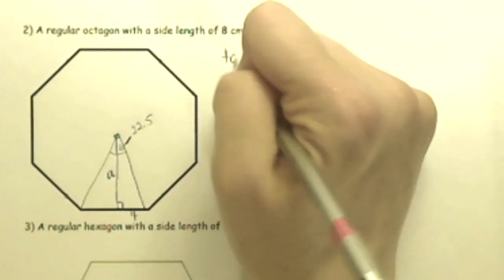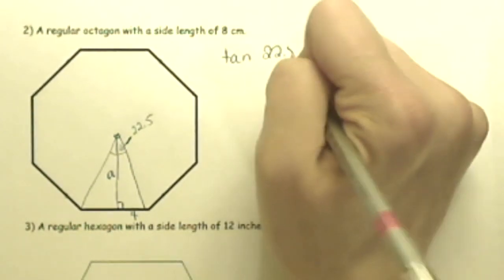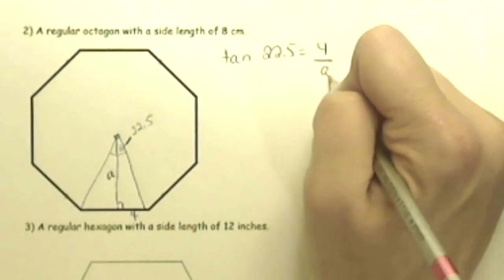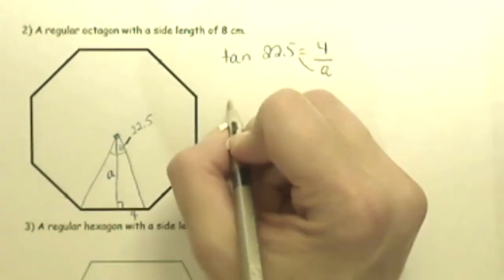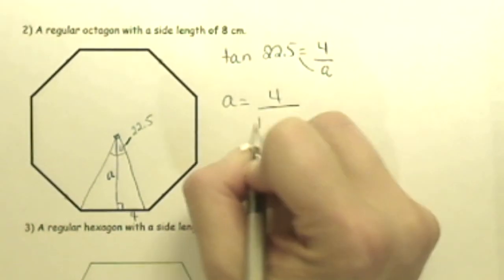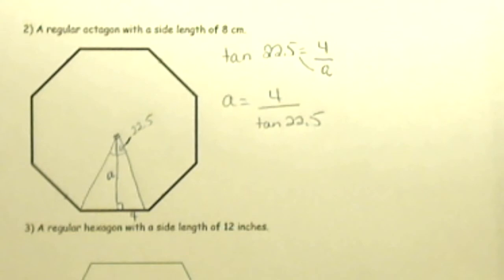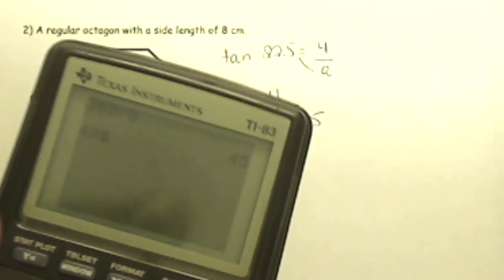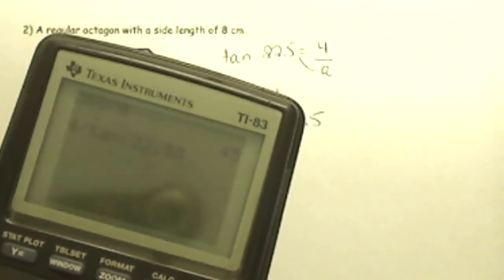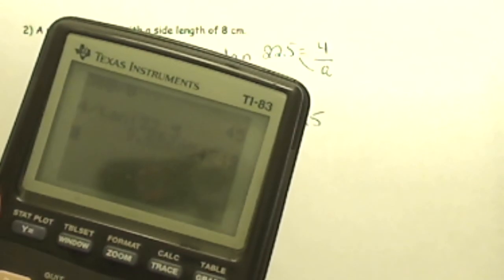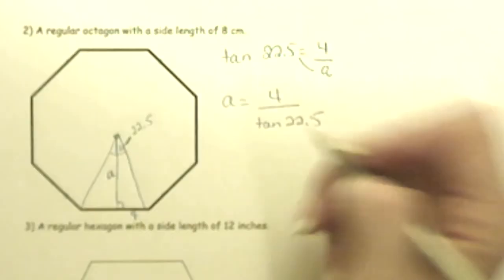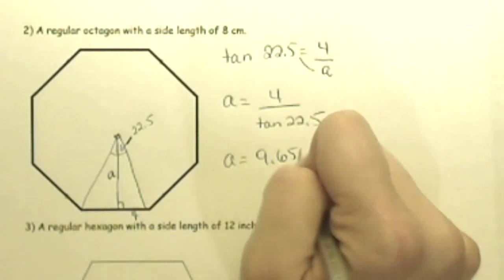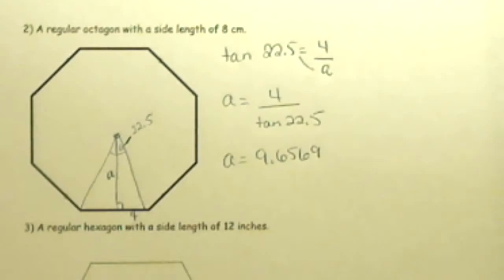So to get my apothem, the tangent of 22.5 is equal to opposite over adjacent, 4 over A. So A is equal to 4 divided by tangent 22.5. 4 divided by tangent of 22.5, I get 9.6569. Okay, so that is the length of the apothem.